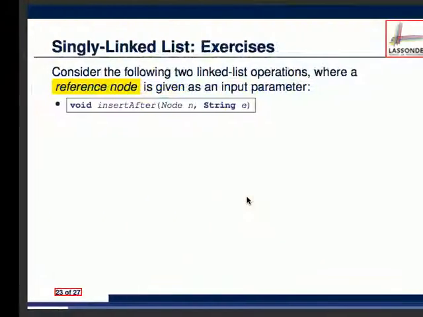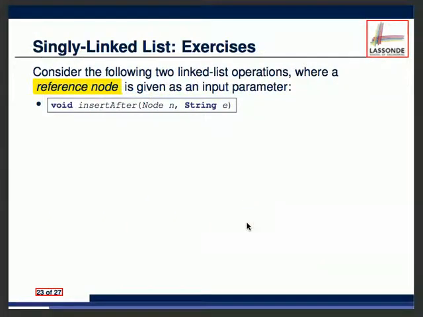Okay, so now let's go back here. Let's say we are trying to implement this mutator here. It's called insertAfter. You take 2 input parameters over here. The first one is a reference to a node. What we want to do is insert a new node after this particular node. And the new node is going to store the second input, string E. Okay, that's the first method we want to have.